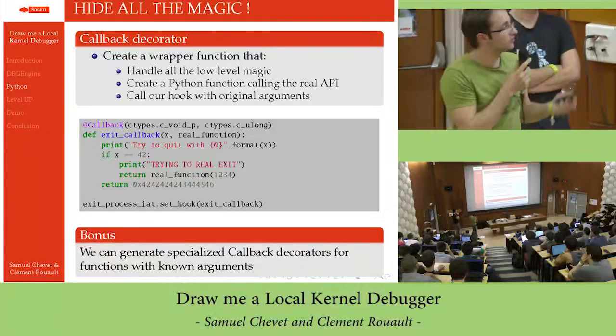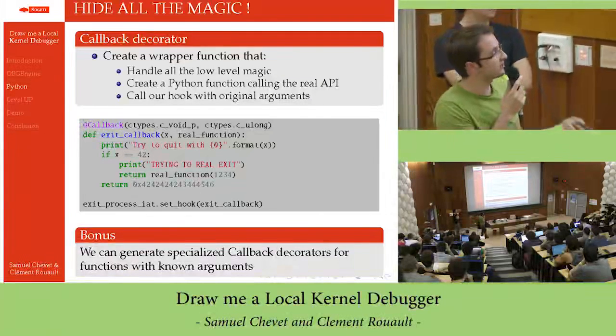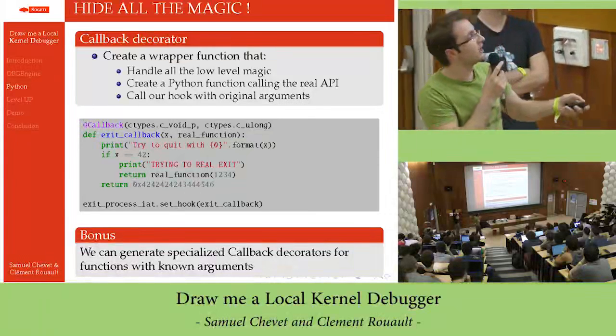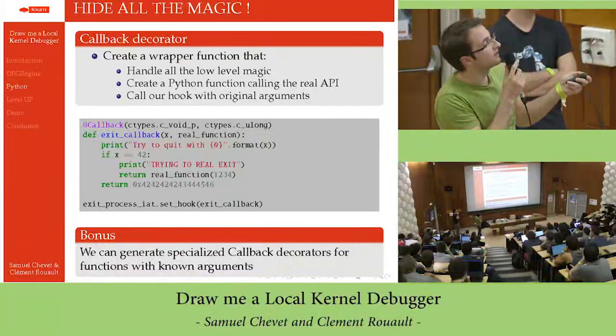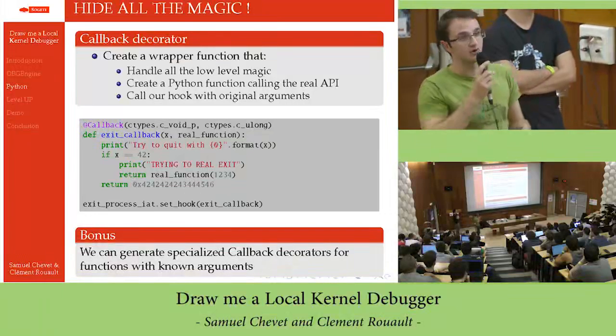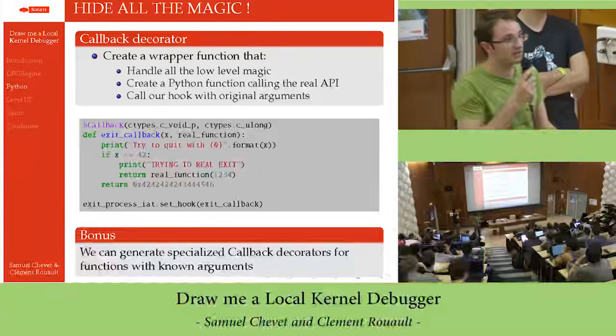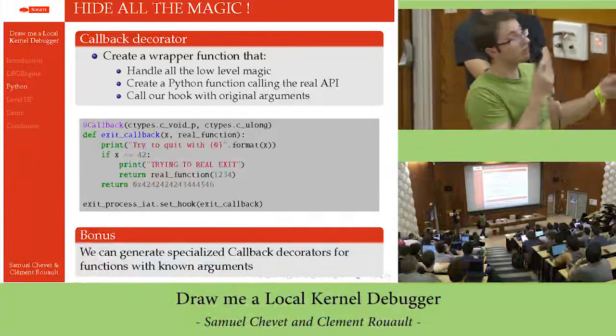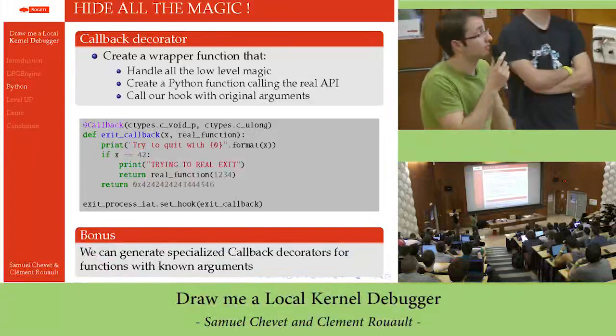As a bonus, we are able to generate specialized callback decorators for functions with known arguments, because we know that the ExitProcess callback takes a ulong. So with this information, we can generate the good callback decorator, and that's all.